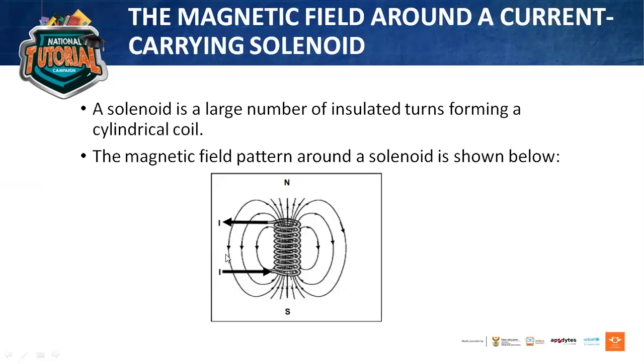Okay, it doesn't matter where it goes to, as long as you know the direction of the current, you will know the direction of your magnetic field. So this is the south and this is the north pole. I hope that makes sense to everyone, and if it doesn't, please be sure to let me know so that I can explain further.